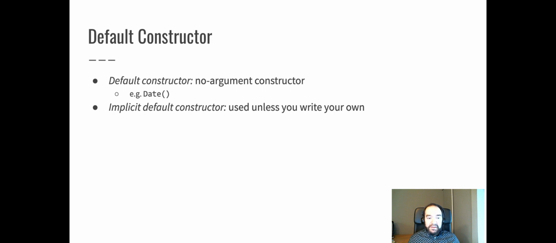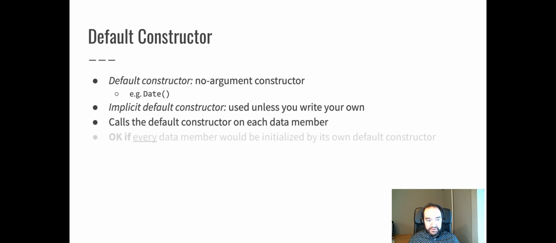There is an implicit default constructor that's used unless you write your own. So if you do not create your own default constructor, the compiler will implicitly create one for you. What that default constructor does is it calls the default constructor on each of the data members. So this works fine if every single data member you have would be initialized properly by its own default constructor.